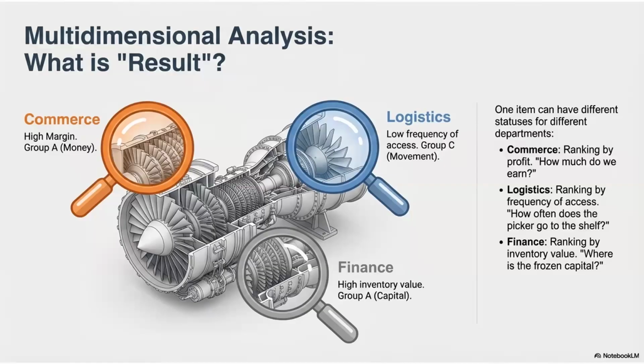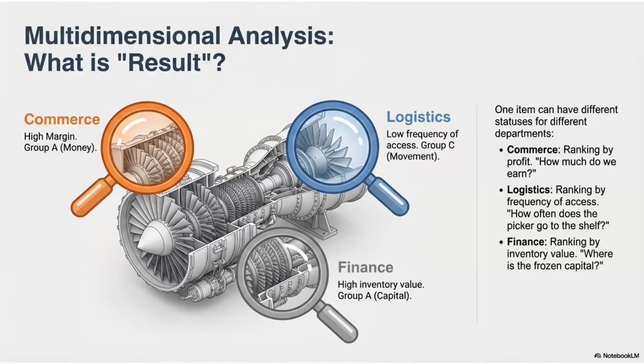In contrast, for warehouse logistics, a completely different indicator is critical, the frequency of access, meaning the number of lines in customer orders. Here, it's not the commercial value of the unit that matters, but exclusively how often a warehouse worker has to physically approach the bin with this item. The finance department, on the other hand, is most often interested in ranking by the average cost of inventory in the warehouse to understand where the largest amount of the company's working capital is frozen.